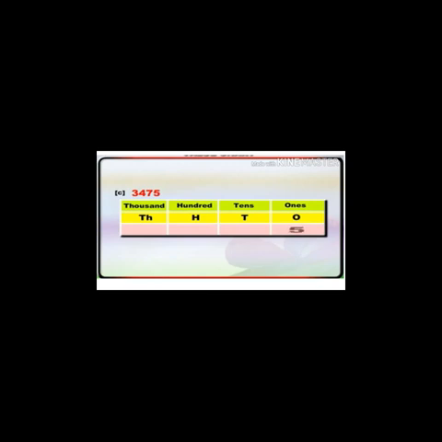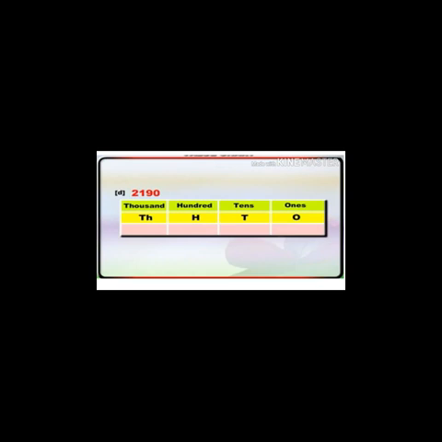Next example, 3, 4, 7, 5. 5 is in ones place, 7 is in tens place, 4 is in hundreds place and 3 is in thousands place. Now we have 3 thousands, 4 hundreds, 7 tens and 5 ones. And we can write as 3,475.